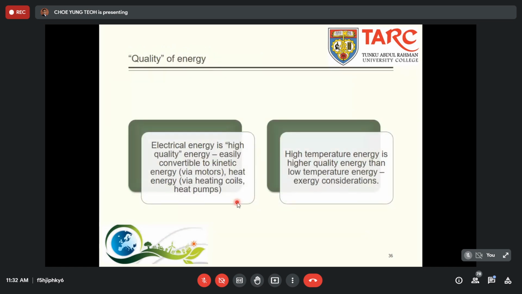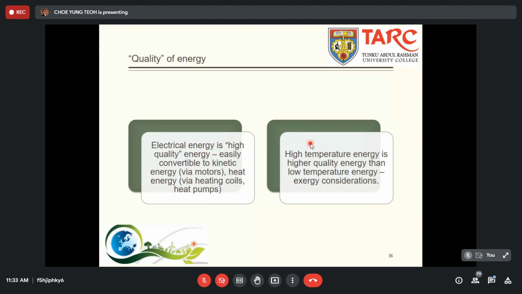Now, in terms of energy, electrical energy is a high quality energy. I can say it's the highest. Nothing is better than electricity because it is easily convertible to kinetic energy via the motor, heat energy via the heating coil or heat pump. So I can convert it to anything that I need. You can see that all the devices in your house are powered by electrical energy. Not because you get an electrical supply but do not have a heat supply. This is because electricity is very efficient to convert to other forms of energy, very efficient and very easy. So electrical is a very high quality of energy.